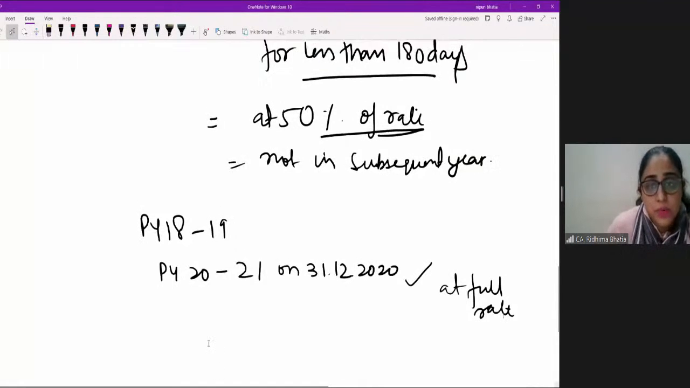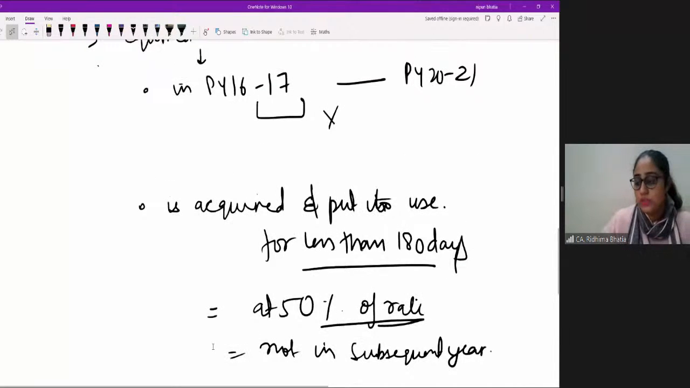Now, many times the question is asked, ma'am, what is the difference between put to use and kept ready for use? See, whenever an asset is acquired, there is one stage of acquisition, then one stage of installation, and then another stage of putting to use. When an asset is acquired and kept ready to use, then also you will start getting depreciation.